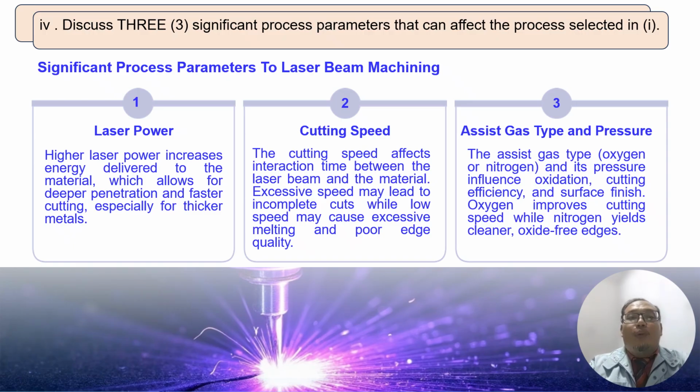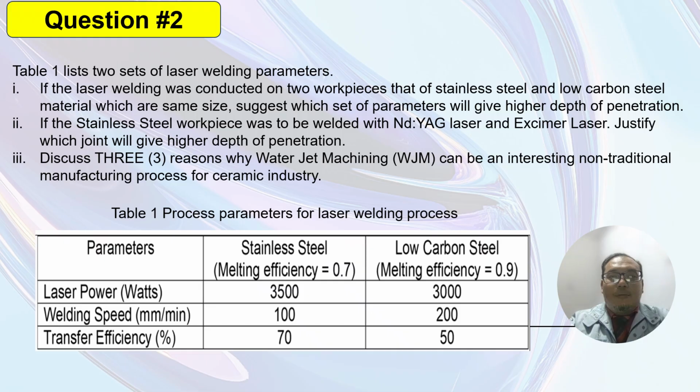So now we have answered all four questions under question number 1. Let's go for question number 2. For question number 2, we have one table, Table 1, process parameters for laser welding process. This table lists two sets of laser welding parameters for stainless steel and low carbon steel. We have three questions related to this table to be answered.